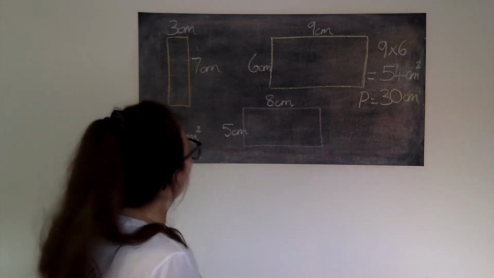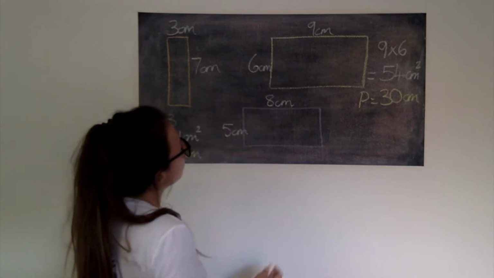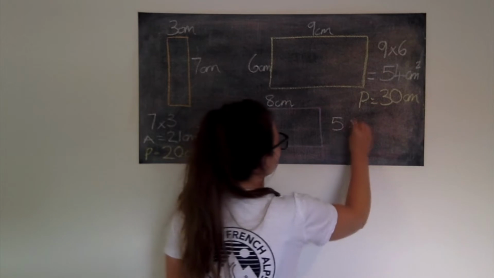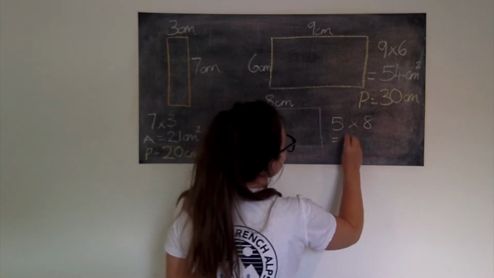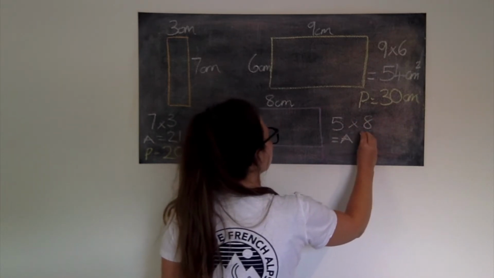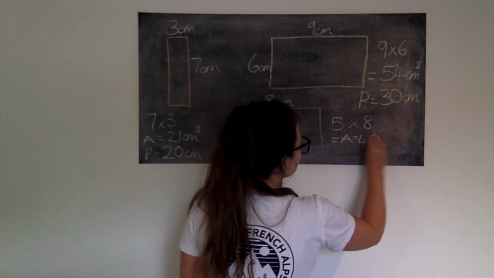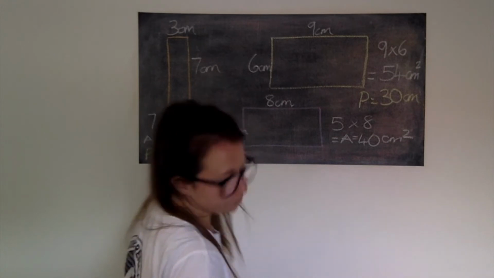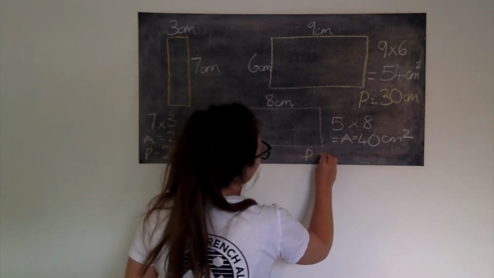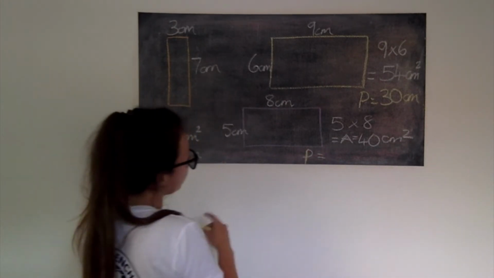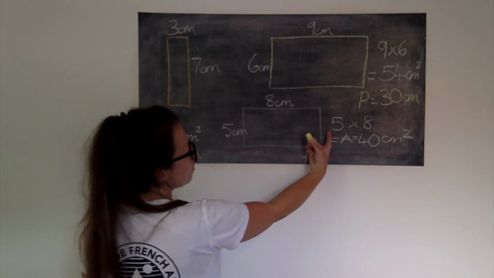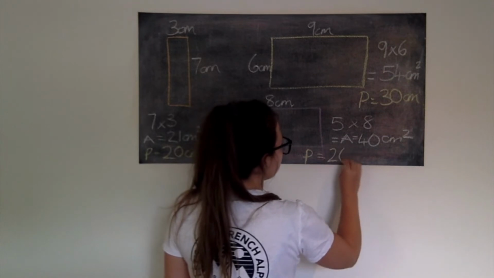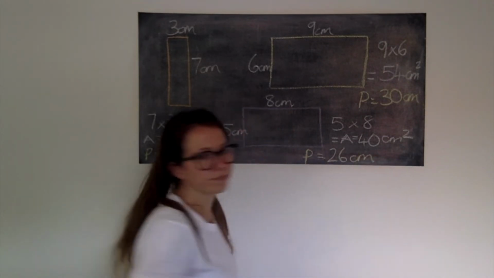The last one, we've got a width of 5 and the length of 8, so we've got to do 5 times 8 or 8 times 5. That gives us the area, which is 40 centimetres squared. And if we've done the perimeter, then again, it's just a case of adding them together. This time I would do 5 and 5, which gives me my 10 and my number bonds. Add 16 gives us 26 centimetres.